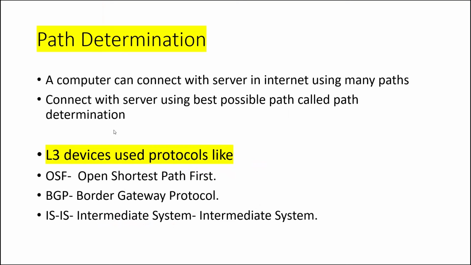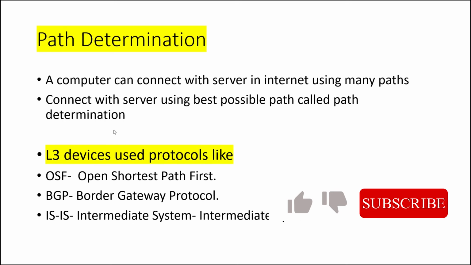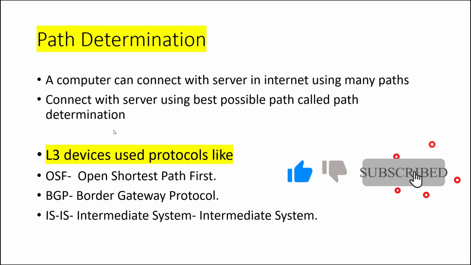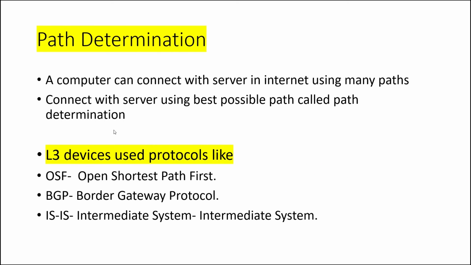Okay, path determination. Path determination is when you have several paths to send data. It's not routing, but it's similar to routing. Routing helps us to decide paths, but path determination means that you have several paths to send data, and it helps us to select the easiest path. That's what we call path determination. As example protocols, we can say OSPF, BGP, IS-IS. These are examples of protocols.